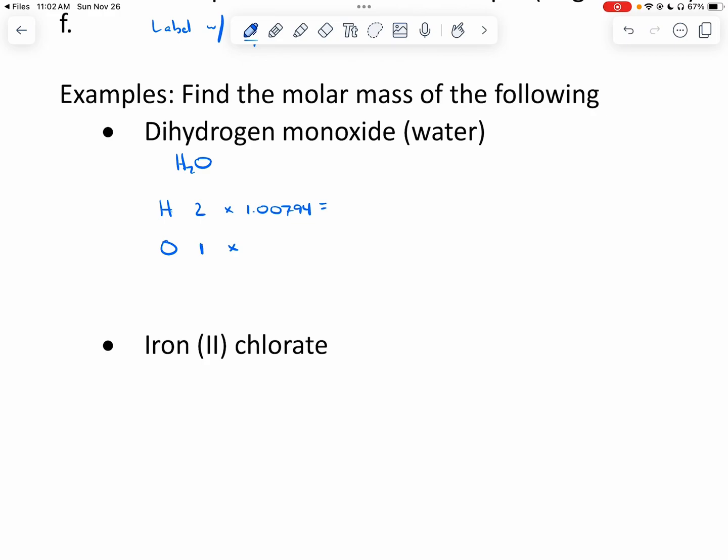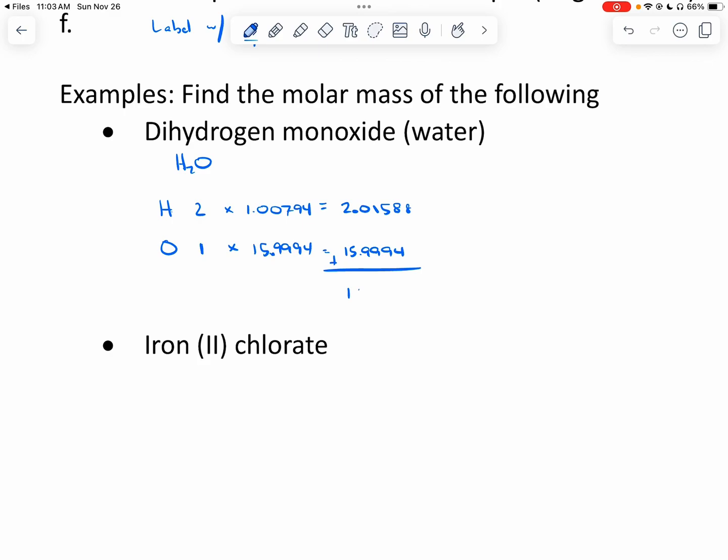Then I'm going to look for oxygen, and I have 15.9994. Earlier, I said maybe a couple of extra nines because it feels like there's a lot of nines there. All right, so here we go. 2 times 1.00794, and we get 2.01588. Okay. And then we have oxygen. Well, one times that is super easy. It's just that, right? And we're going to add those two numbers up.